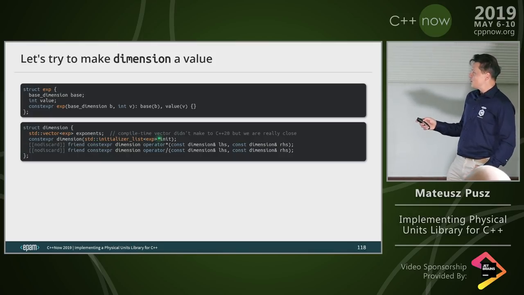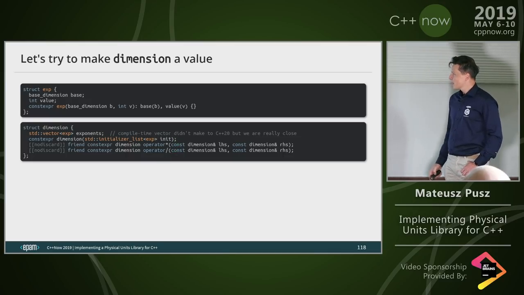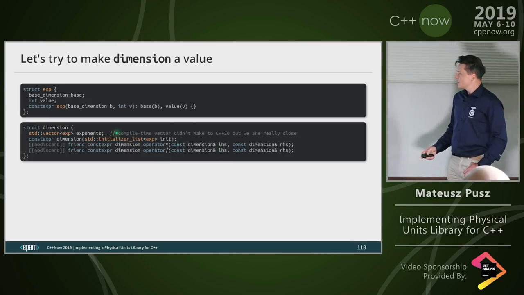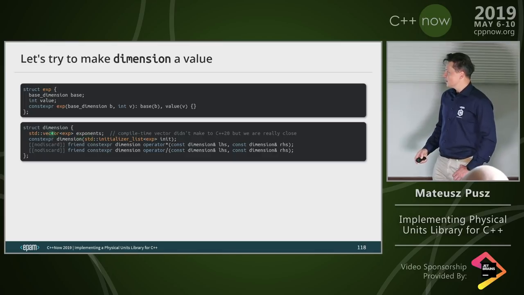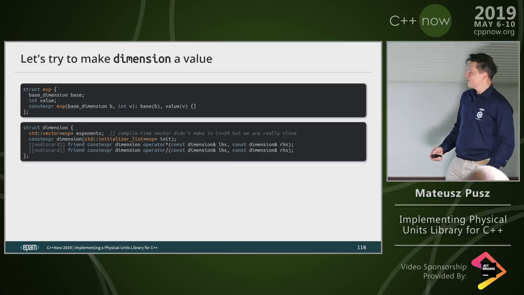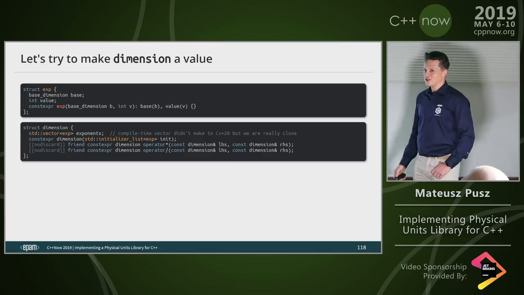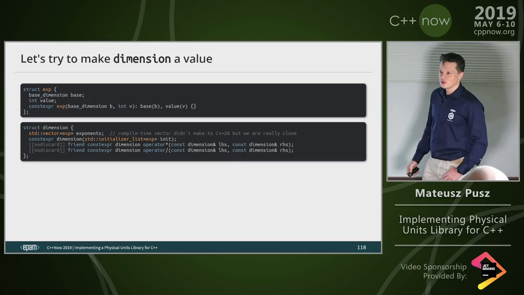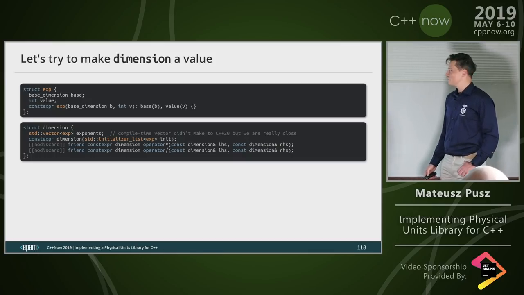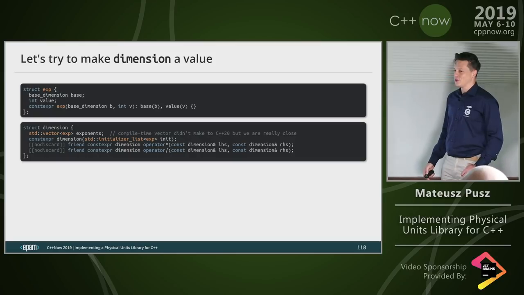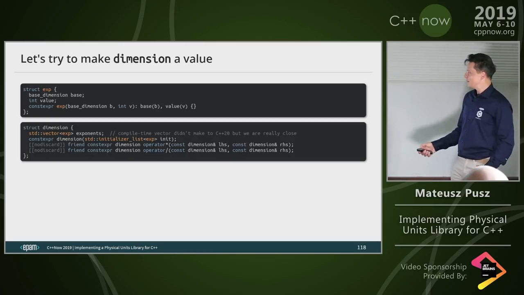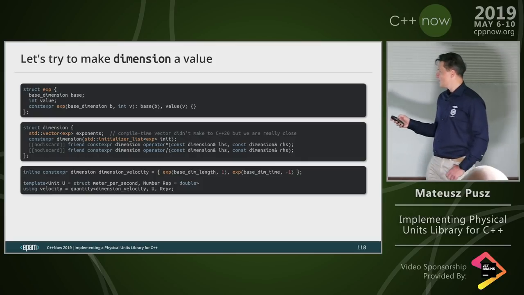We have an initializer list to initialize this vector, and we have again operator star and divide to produce the correct dimension here. Sorting a vector of values is much easier than sorting a type list. It should be faster, and there are no class template instantiations needed in order to do it. So for template metaprogramming, it should be much faster.